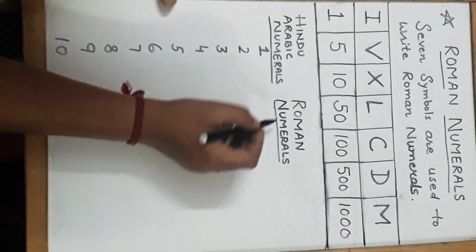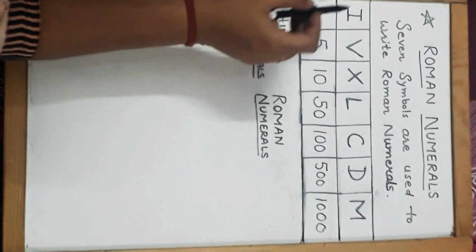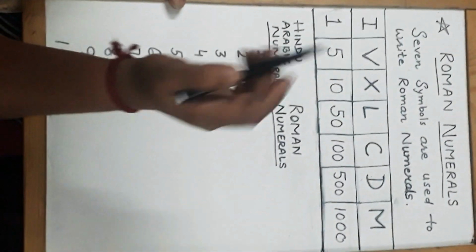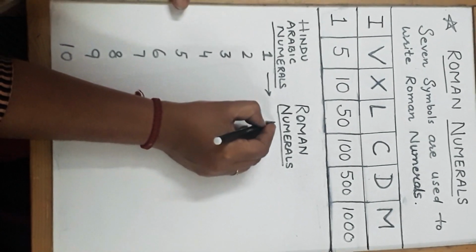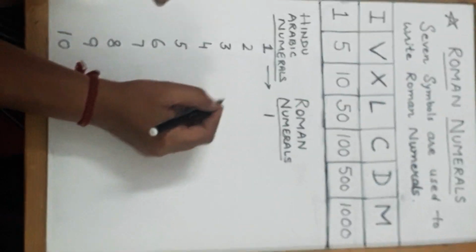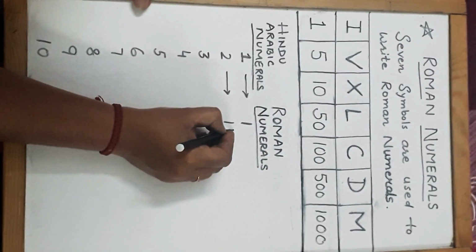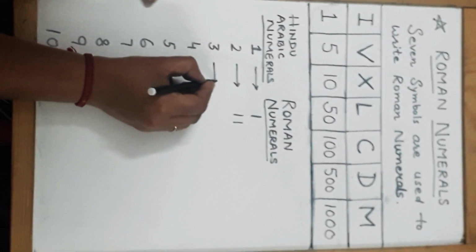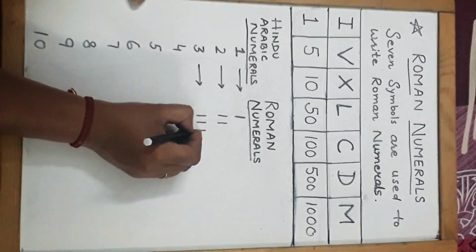Now, how do we write the Roman numerals using these symbols? You can learn them as IVXLCDM. I stands for 1. So, for writing 1, we simply write I. This is 1. Now for 2, 1 plus 1, 2. So I I, 2. For 3, 1 plus 1, 2 plus 1, 3.